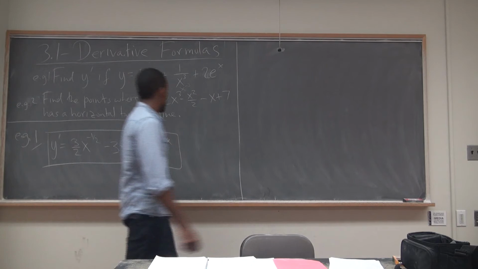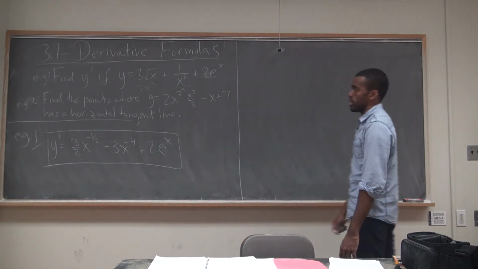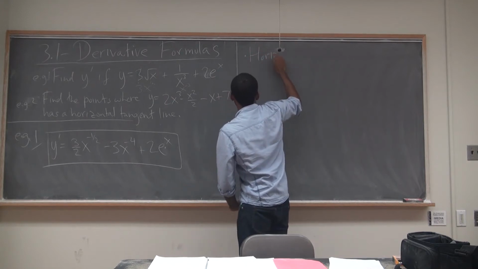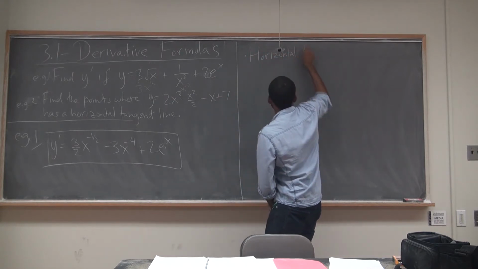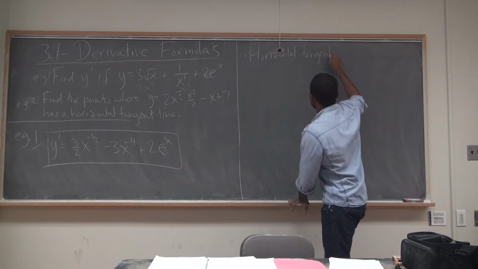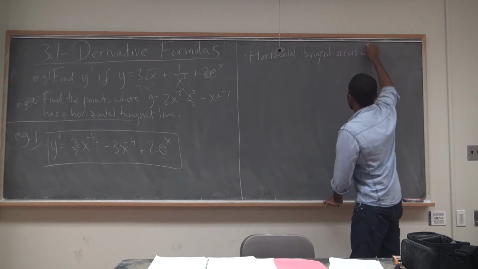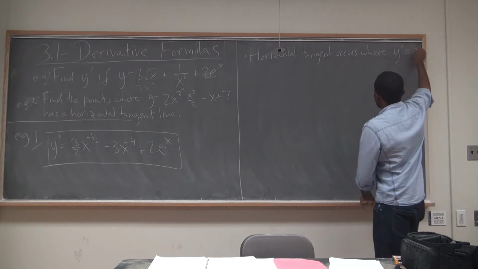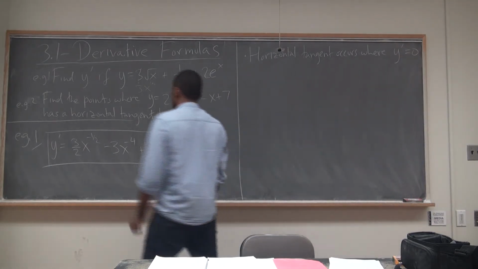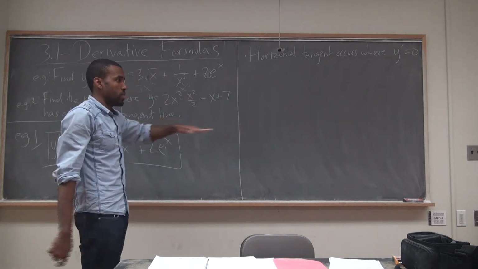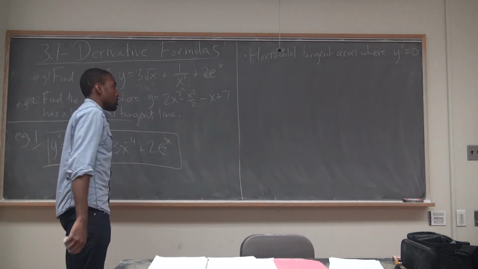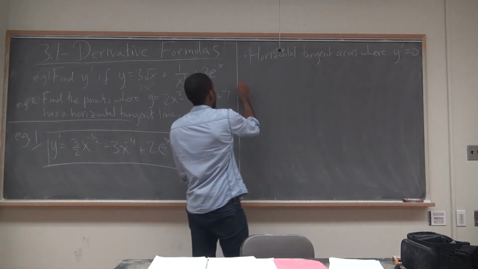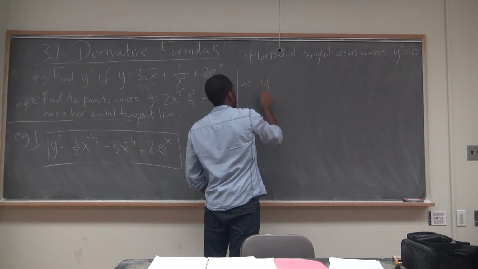Find the points where that function has a horizontal tangent. First of all, when do we have a horizontal tangent? When y prime is equal to 0. Where the derivative is 0, we get a horizontal tangent line, because that means you're not changing, you're just flat. So the first thing we're going to do is find the derivative, set it equal to 0, and solve for it. How do we find the derivative?